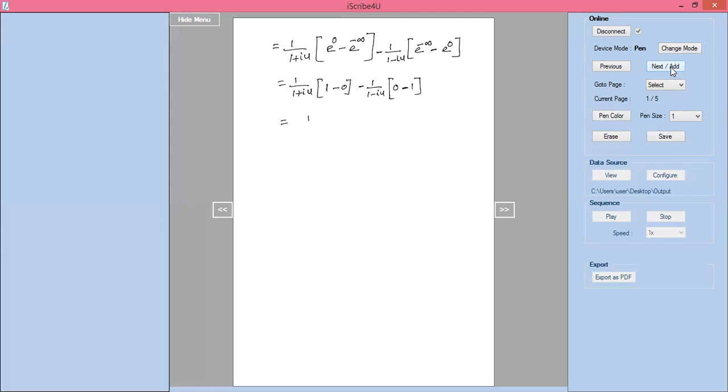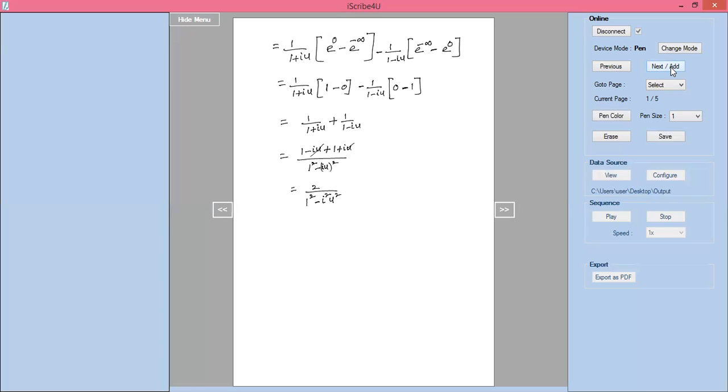Now I'll write 1 divided by 1 plus iu plus 1 divided by 1 minus iu. Now if I simplify this, a plus b into a minus b is 1 square minus iu whole square. Here I'll write 1 minus iu plus 1 plus iu. The iu terms get cancelled. So now you'll get 2 divided by 1 square minus iu square, and 1 square minus iu square I'll write as i square into u square.